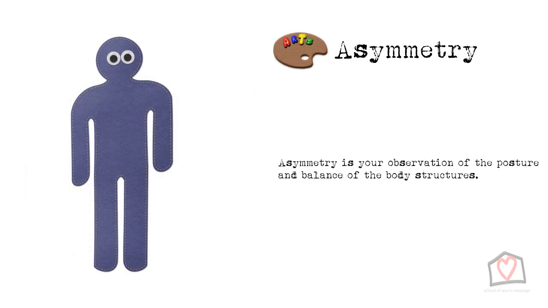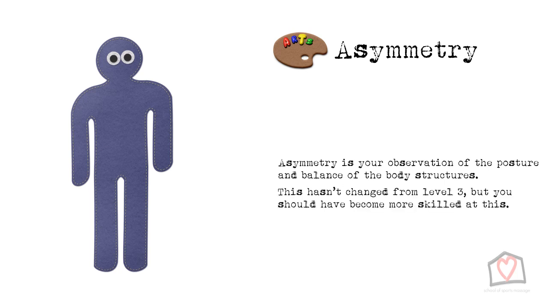Asymmetry is your observation of your client's posture and the balance of the body's structures. What you see when you stand back and look at them. This hasn't changed from Level 3, but with experience you should have become more skilled at this. Remember, this starts as soon as you see your client.